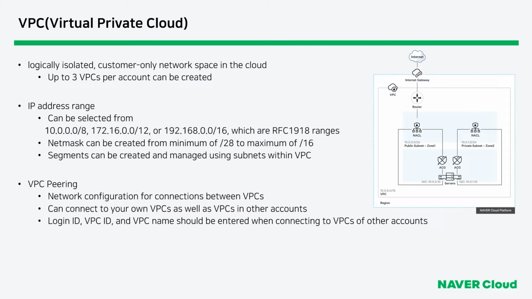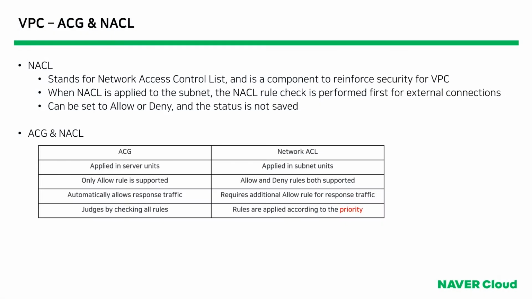Up to 3 VPCs can be created per account, and the VPC peering feature is provided to enable private communication between different VPCs. VPC peering is one-way communication, so it creates two networks by specifying the requesting VPC and accepting VPC in reverse. Through VPC peering, you can enable private communication between VPCs managed by other accounts, as well as private communication between VPCs you're managing.